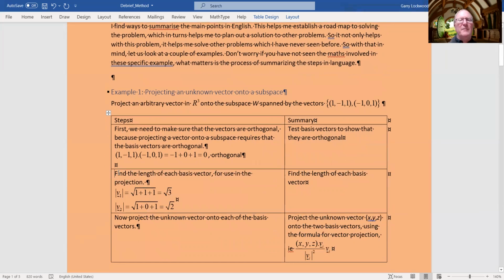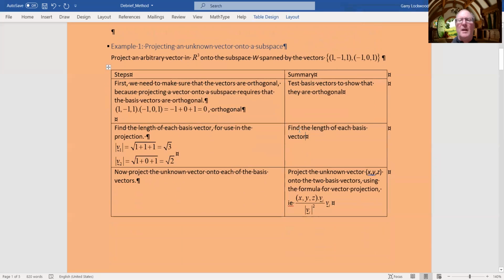The next thing that we have to do is find the length of each basis vector for use in a projection. You can't do a projection without using the length of the vectors. So I found the lengths of those, and my summary is: find the length of each basis vector. These steps are a lot easier to memorize than all of this stuff. Of course, that assumes that you know enough maths to know what it means to find the length of a vector.